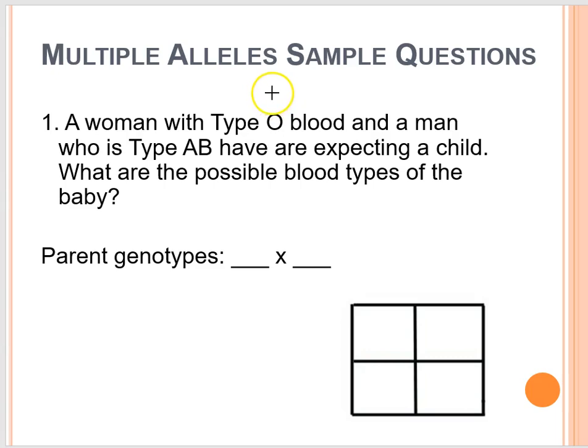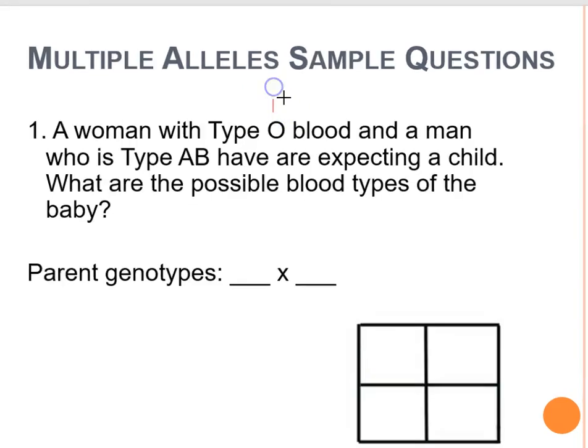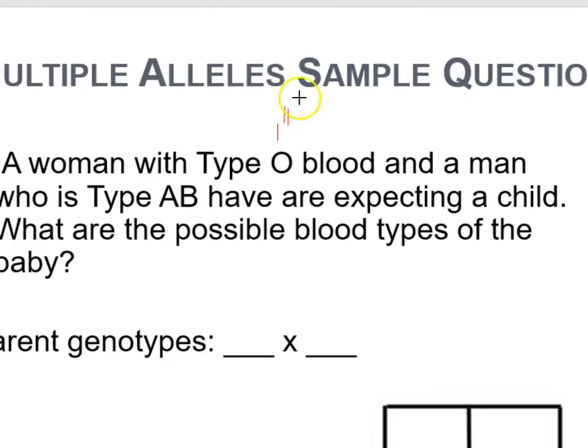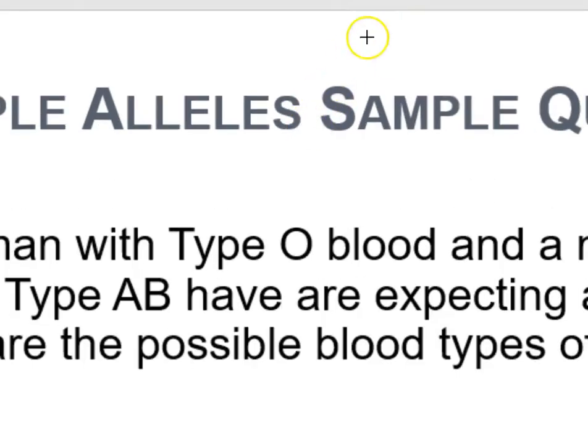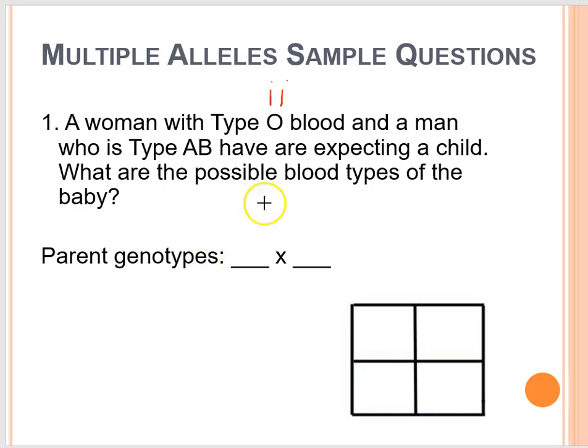It's recessive, little i. And a man who is type AB, he's going to have, I'm going to write it down here, type AB is going to be big I A, big I B. There's our dad.